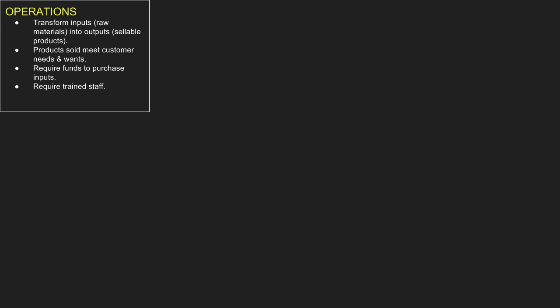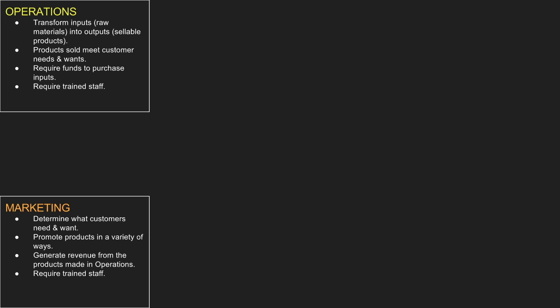Now, operations, however, can't buy things and transform them if they don't have any money. So the operations function needs funds to actually buy its inputs as well. It requires funds to purchase the inputs, and it requires trained staff as well. There's no way they can process those raw materials if the workers they have don't actually know what they're doing.